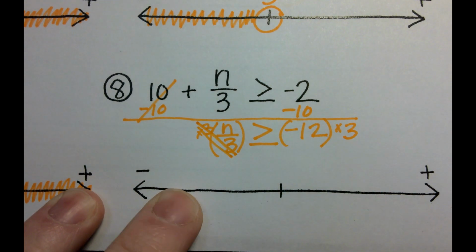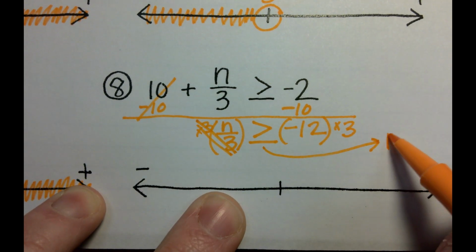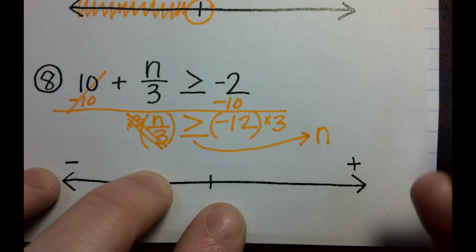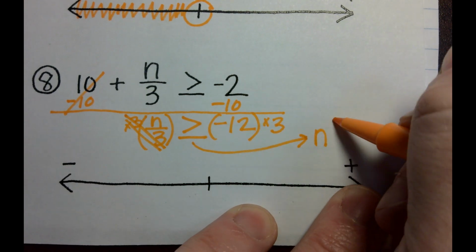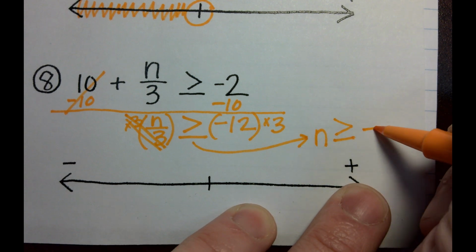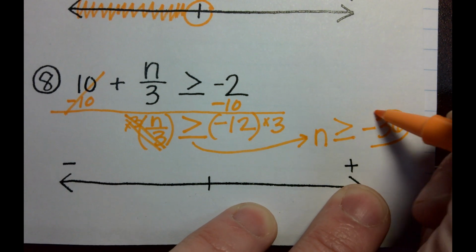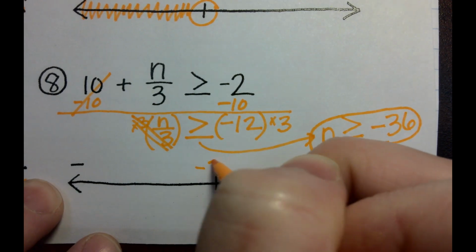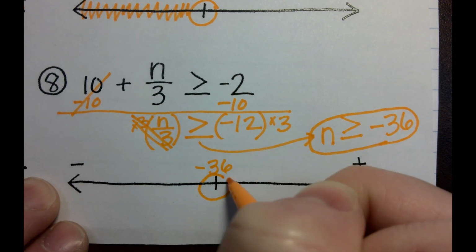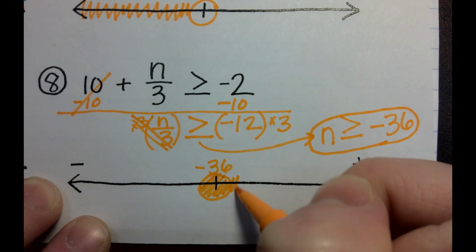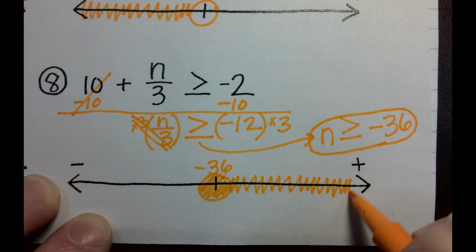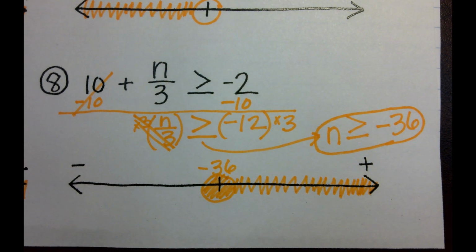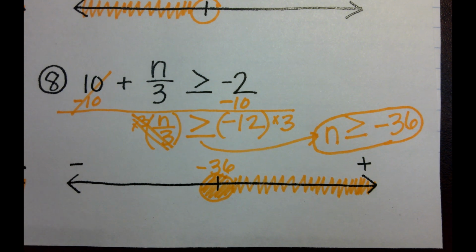So my 3s will cancel. Bring my n down. -36. Yes, -36. My symbol stays the same. N is greater than or equal to -36. Very good. -36 over that tick mark. Circle colored in. Shade to the right. Good. Very good. Amazing. You guys rock. Okay, any questions about any of these?